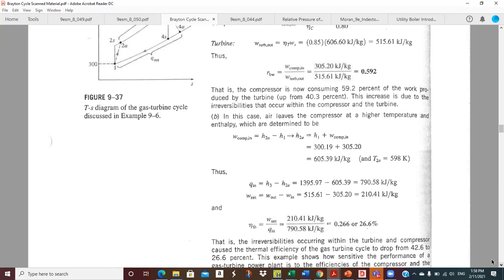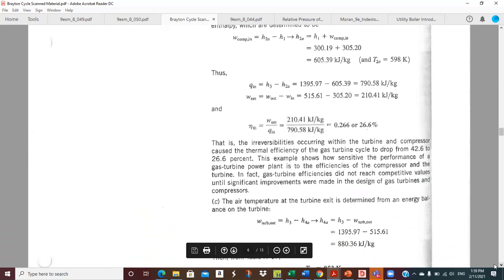Okay. Well, so you know, we had the net work, which was just the turbine work minus the compressor input, so that's 210, and then the heat input is this 790. So that's H3 minus H2A. So anyway, just shows you that you can use those relative pressures.